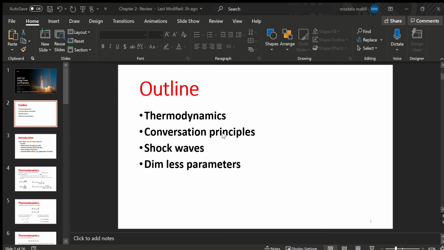So you just take this. In the Gibbs equation, you have this part and this part. So you move the VdP part to the other side, which gives you dH minus VdP. And you replace that in this equation. You end up with another modified form of the Gibbs equation: TdS is equal to dH minus VdP.